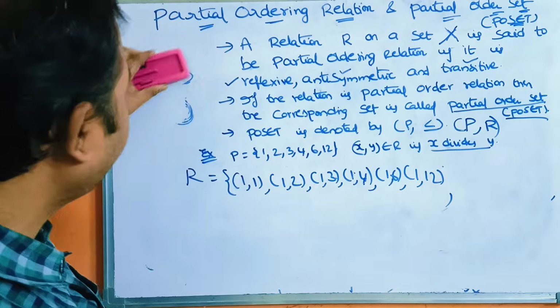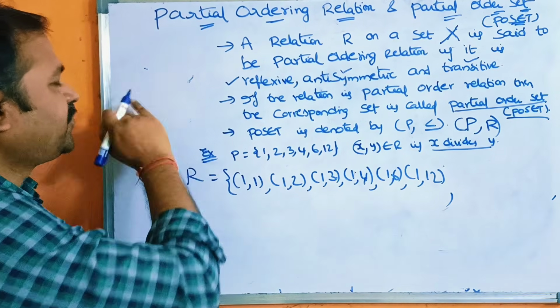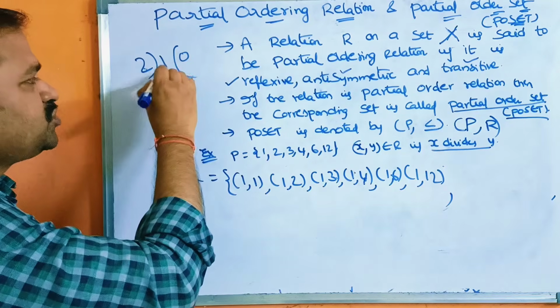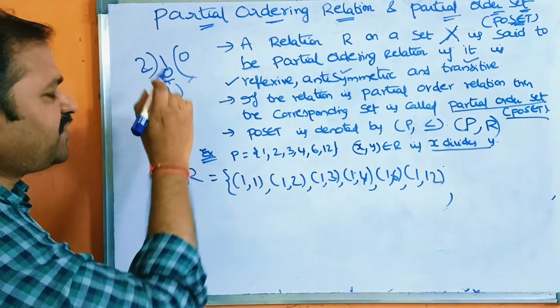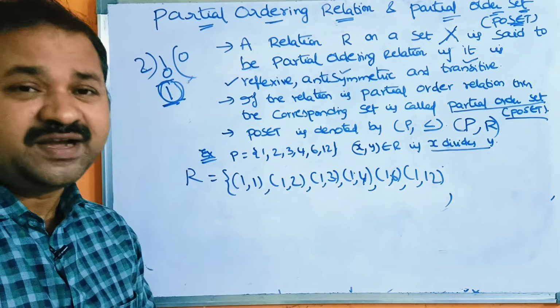Now let us see the second element. What is the second element? (2, 1). So can 2 divide 1? Can 2 divide 1? No. 2 zeros are 0. 1 minus 0 means 1. So here we are getting remainder as 1. So we can say that 2 can't divide 1.